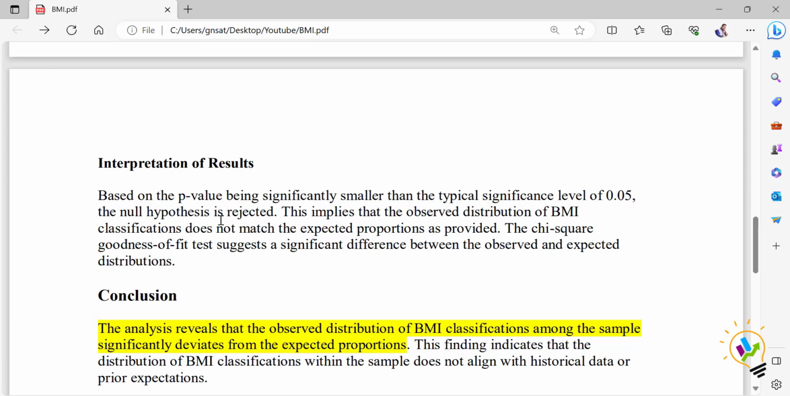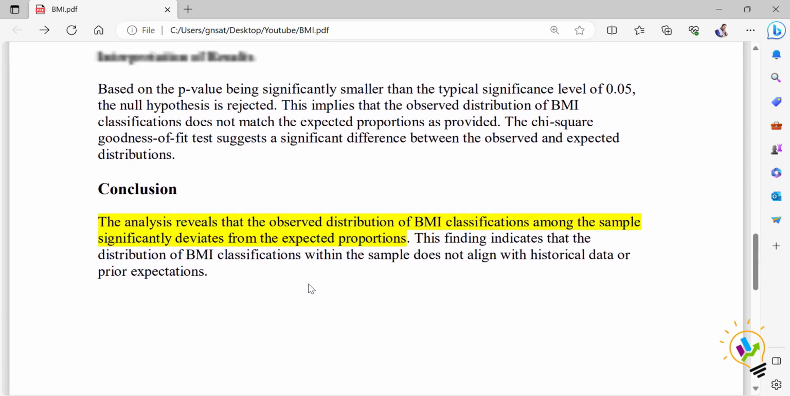Conclusion: the analysis reveals that the observed distribution of BMI classification among the sample significantly deviates from the expected proportion. This finding indicates that the distribution of BMI classification within the sample does not align with the historical data or prior expectation. So this is the analysis where we use the chi-square goodness of fit method to see whether there is any deviation between observed and expected values.